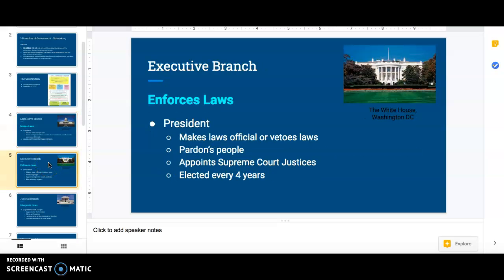Let's go to the executive branch. Again, this is the branch of government that our president is in charge of. The executive branch is responsible for enforcing the law, which means they sign laws into government. Our president makes laws official by signing them into law, or he vetoes laws. To veto a law means to cancel a law.